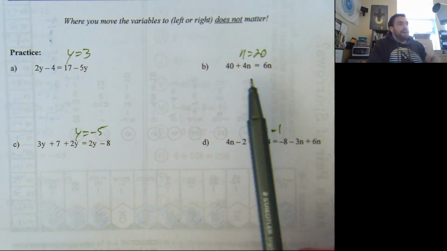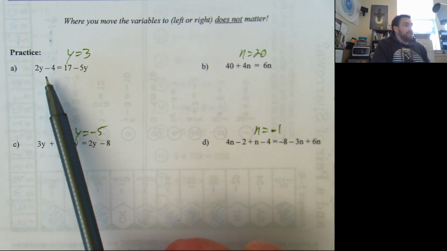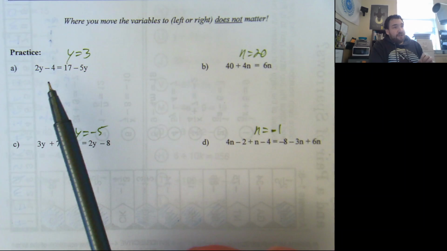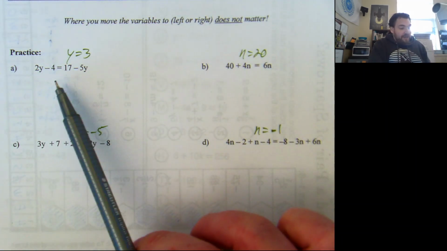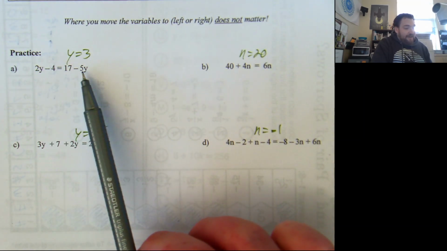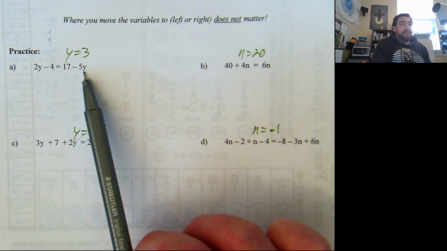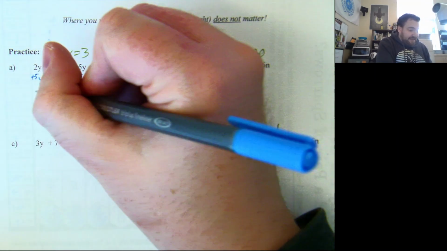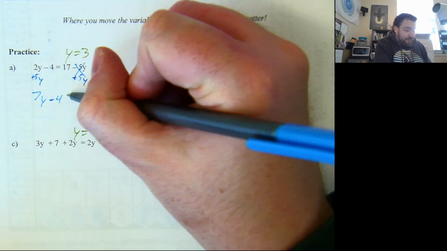The first 2 questions are identical, Jackson, to the one question I did up at the top. I have no like terms, there's nothing to group. So I'm going to move things around in such a way that the coefficient on the variable term is positive. I've got a positive 2y here and a negative 5y. If I subtract the 2y over, it's going to make this more negative. I don't want to do that. So I'm going to add 5y to both sides, making this 7y minus 4. The negative 5y and the positive 5y cancel, and this equals 17.